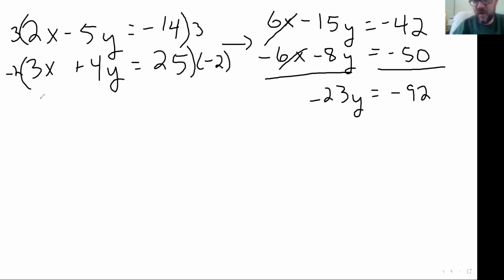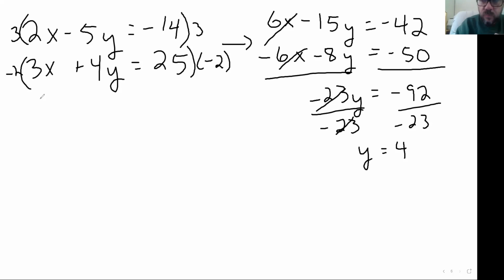Now, I don't know how many of you know this, but 23 goes evenly into 92. It goes in 4 times. So what I have here is y equals 4. Now you could certainly use a calculator for that if you'd like to. So y equals 4.